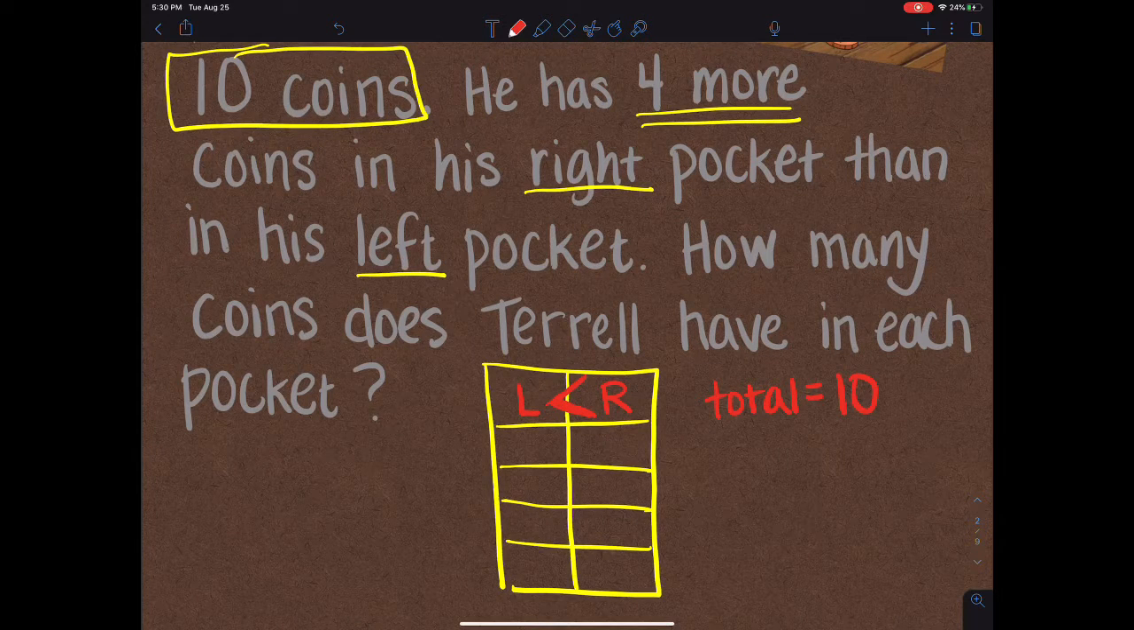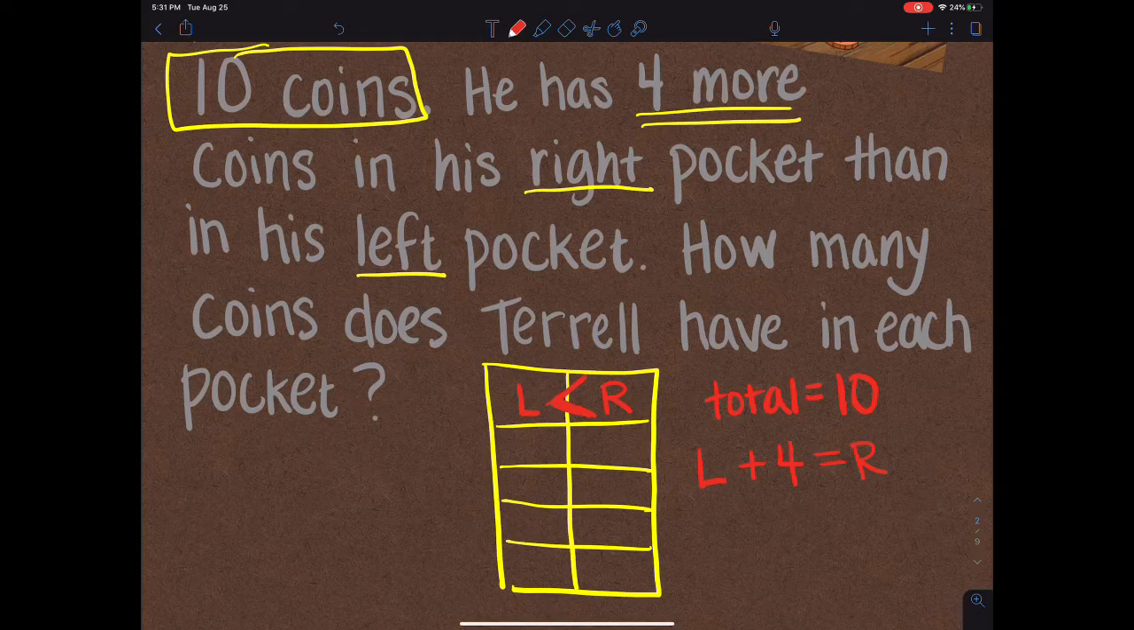And I actually know that there's 4 more coins in his right pocket than in his left. So whatever he has in his left, you have to add 4 to that, and that's going to be what he has on his right. So you can do it with a table, or you can just do it with trial and error and figure out what is the best way that works for you.